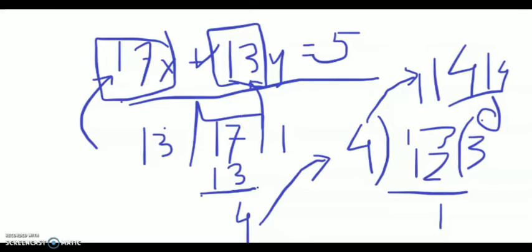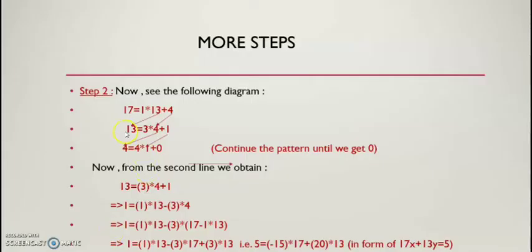Now after each division we represent it this way. At first we divided 17 by 13 and represented the division as 17 equal to 1 into 13 plus 4. After that we divided 13 by 4 and represented this division in the same way, and then we divided 4 by 1 and represented it likewise. After that we get 0. So continue this pattern until we get 0.